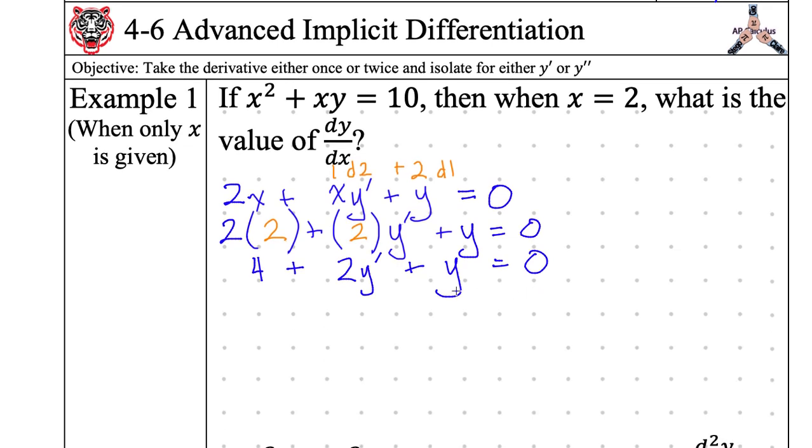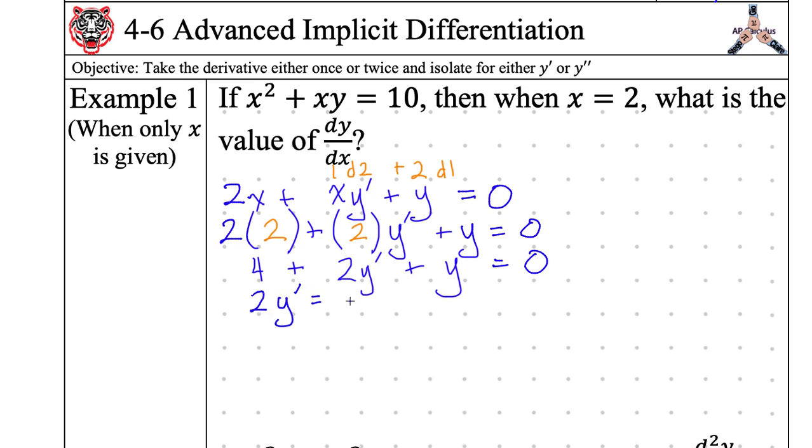So for this one, I love these types of problems because I always think of it as like cleaning my room when I was little. Like, oh, clean your room by throwing everything to your sister's side. So let's throw everything, y and 4, to the other side and clean up the house. So subtract y, subtract 4. Someone tell me what my new equation is. 2y prime equals negative 4 minus y.